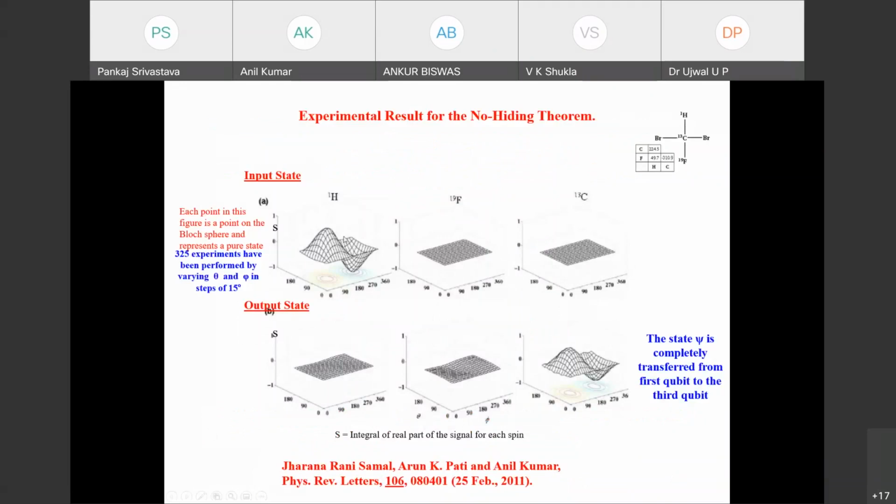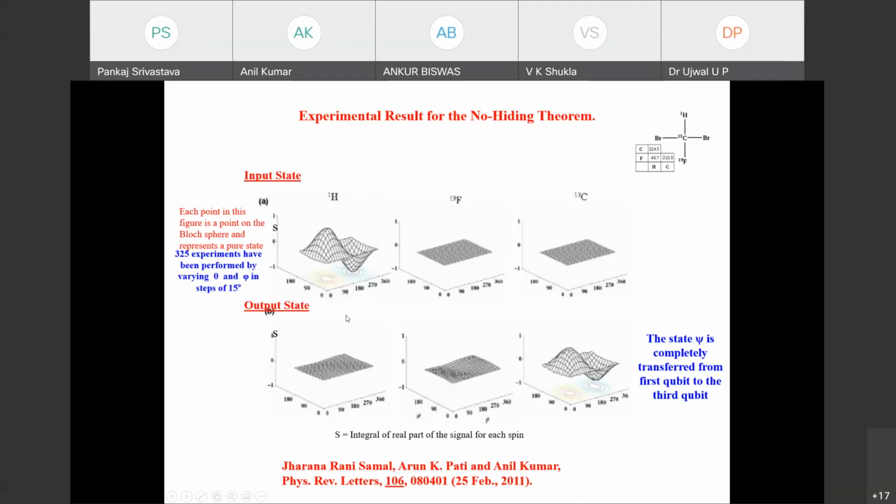So here is the initial state. Each point on this surface is an initial state on the Bloch sphere. You create these points on the Bloch sphere by applying a set of pulses and then changing the theta and phi in steps of 15 degrees. So each point here is a pseudo-pure state on the Bloch sphere. 325 such points were created, and there was no signal in the fluorine and the carbon.